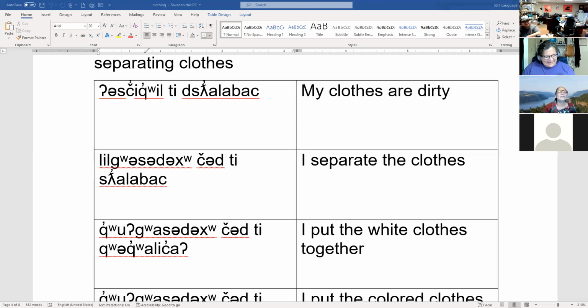All right, we just went over this, but separating clothes is Lil Guasadal Ted's Calabas. Lil Guasada, Chati, Calabats. Our teas, the T, the D, only if you're separating your duties. I separate the T, the clothes, not my dirty clothes.